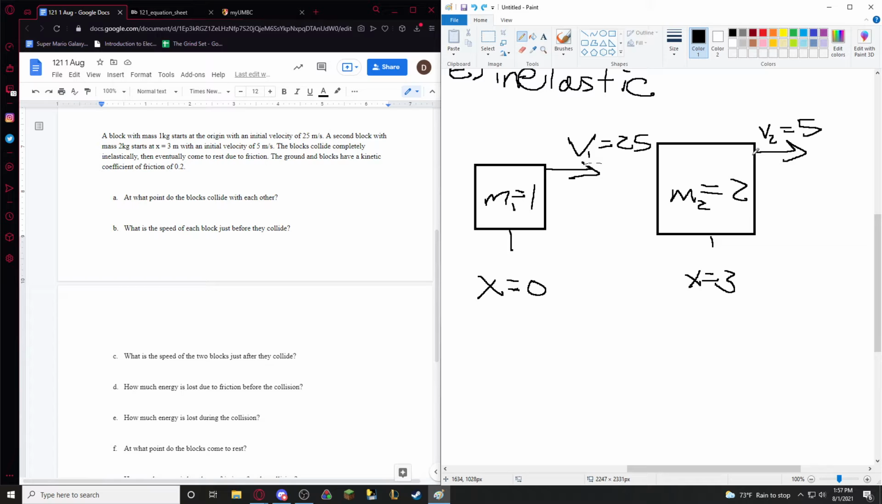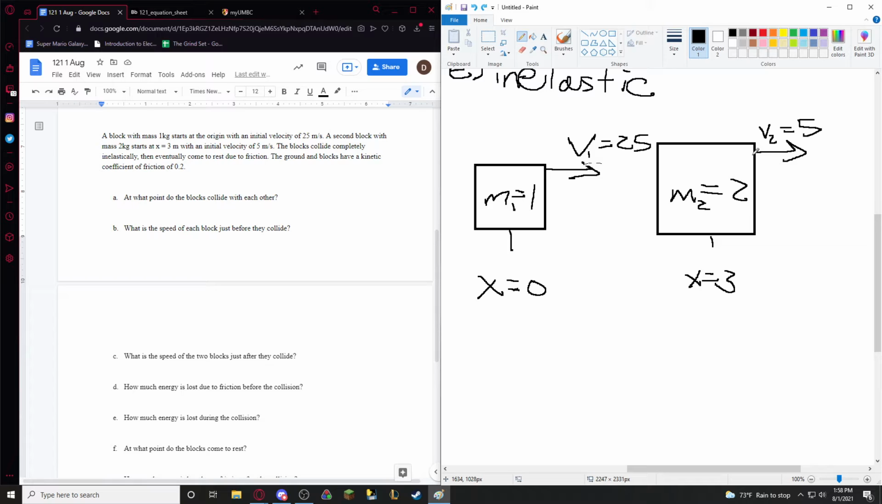So the blocks are going to collide completely inelastically, which means a perfectly inelastic collision, so they're going to lose the most amount of kinetic energy. After they collide, friction is going to apply. Before they collide, there's no friction, and after they collide, there's going to be friction with the ground with a coefficient of 0.2. We're going to keep things simple.